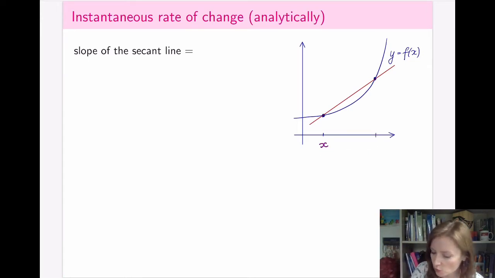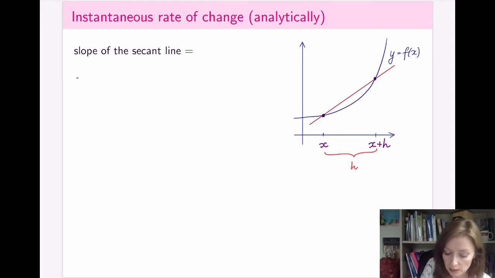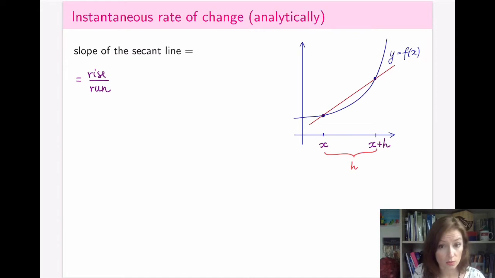Okay, so let's say that this distance, we will call it little h, and then the coordinate of this point is x plus h. Let me label this here. Now the slope of the secant line is just the rise over run. As usual, we're just computing a slope of a line between 2 points. So now I just have to find what is the rise between these 2 points and what is the run.